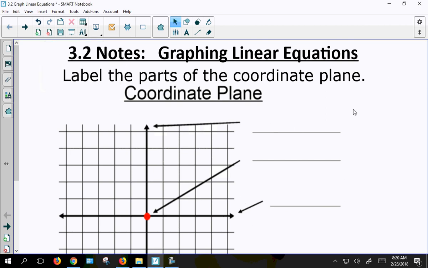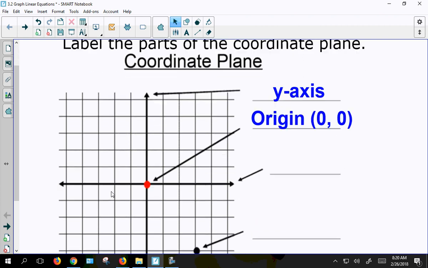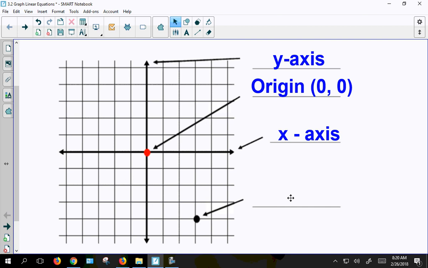Okay, so we need to understand that this vertical line is called the y-axis. That's the y-axis. The center point in the middle is called the origin. That is 0, 0. And then, of course, the horizontal line is the x-axis. And this is probably one of the most important ones. This right here is a point. And when we are trying to identify a point, it's like the 0, 0 here. X is first, Y is second.